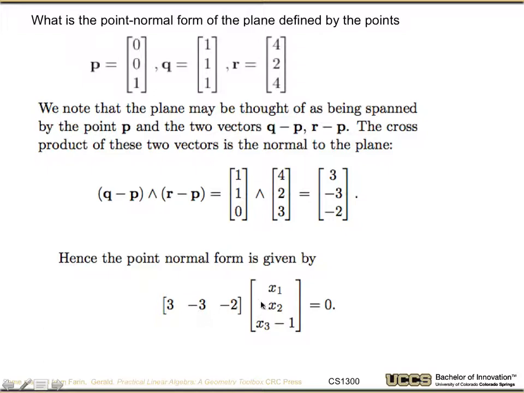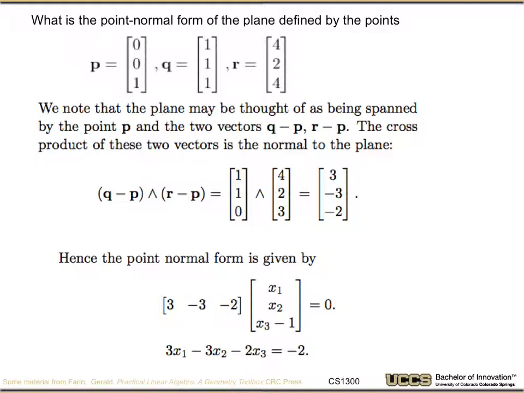So this is n dot (x minus p), the quantity, equals 0. And then I can simplify that and put it into a normal equation of 3x1 minus 3x2 minus 2x3 minus 2. This is not normalized, but it's at least an equation of the form.